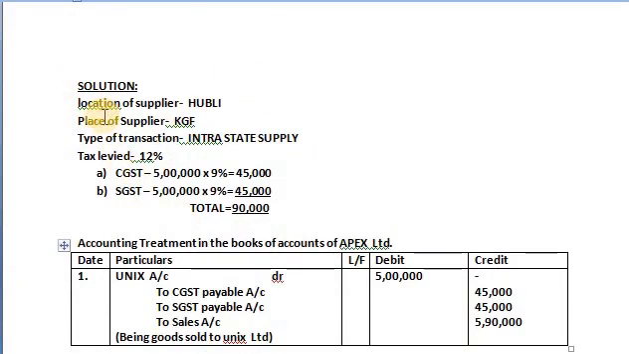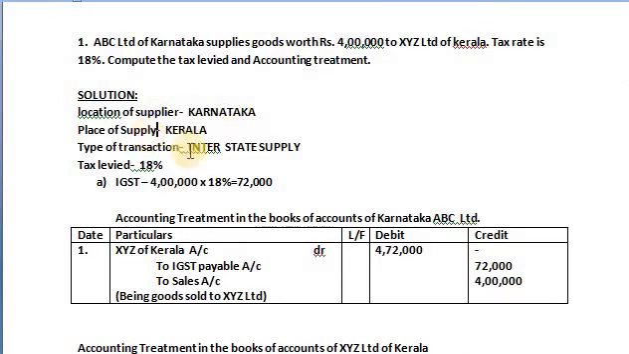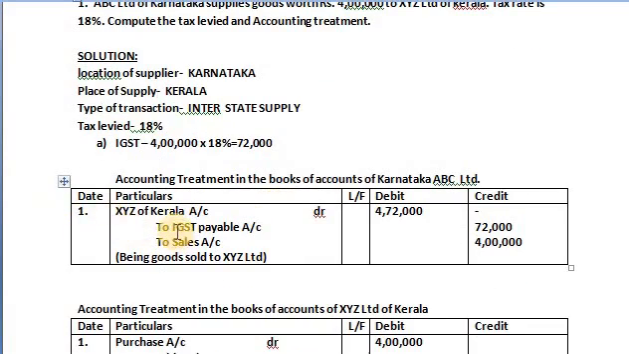See, solution. Location of supplier Hubli. Place of supply is Kerala. Type of transaction is interstate supply, and tax levied is 18%. When the transaction takes place between two different states, IGST is applicable, where you don't go for dividing between the states. So 4 lakhs into 18% is 72,000, which is the GST payable. And here, instead of writing CGST and SGST, we write IGST payable.